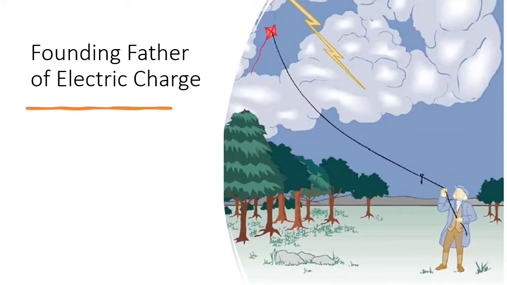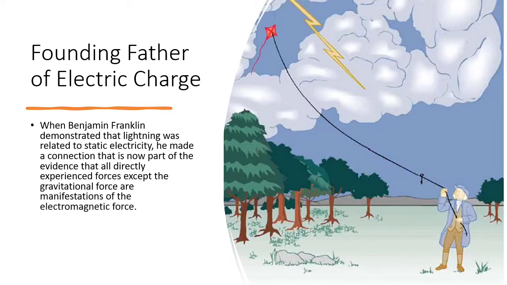First, let's take a look at the founding father of electric charge. Now, you might recognize the guy in the picture with the kite as being Benjamin Franklin. When Benjamin Franklin demonstrated that lightning was related to static electricity, he made a connection that is now part of the evidence that all directly experienced forces, except the gravitational force, are manifestations of electromagnetic force.